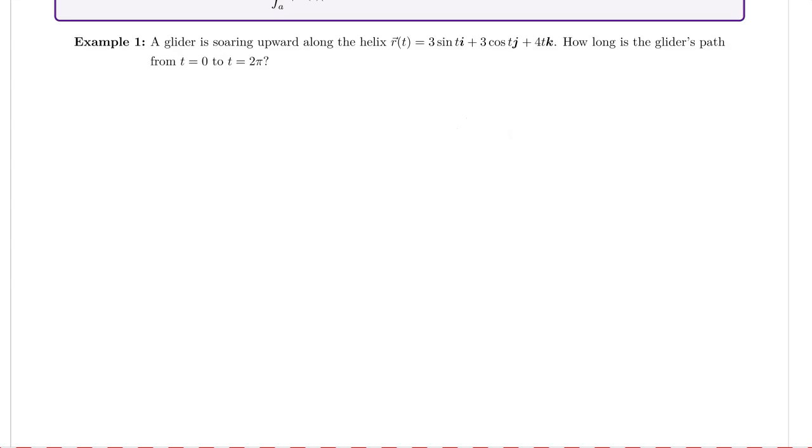Example 1 says a glider is soaring upward along the helix r of t equals 3 sine of t, 3 cosine of t, 4t. How long is the glider's path from t equals 0 to t equals 2 pi?